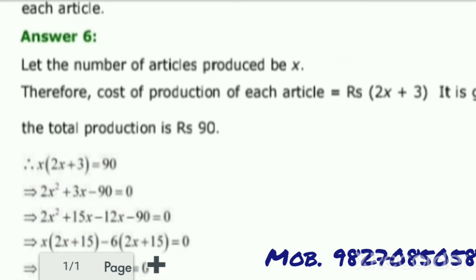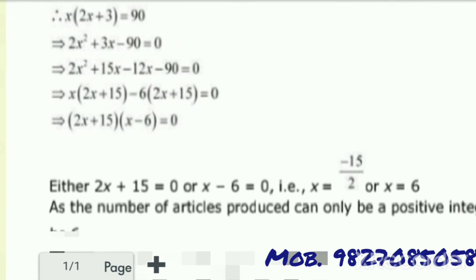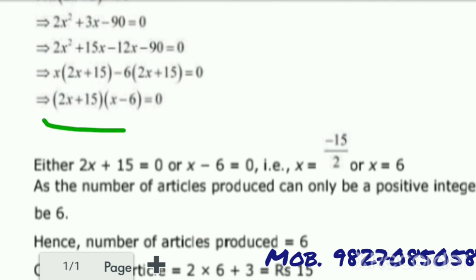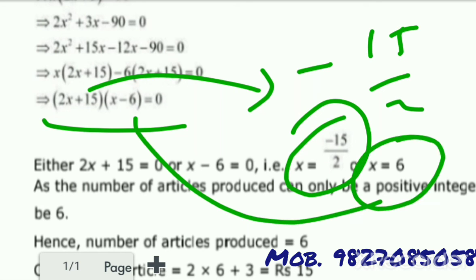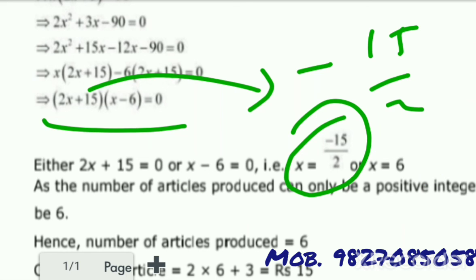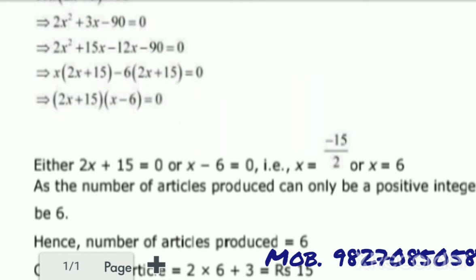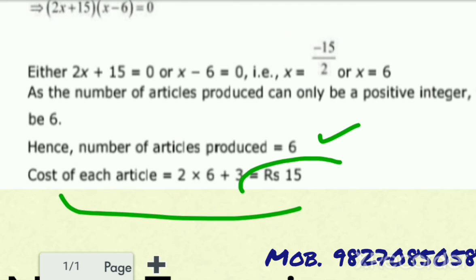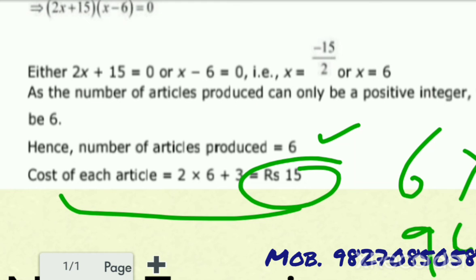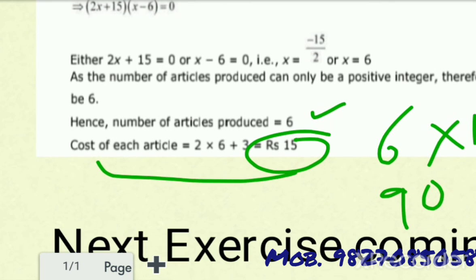We get the value of x is equal to minus 15 upon 2 in one case, and in the other case x is equal to 6. The negative value is not suitable. We have to take x is equal to 6. Now the number of articles is 6, then the cost of each article is 15, and when we multiply these, we get 90. Okay. Thank you.